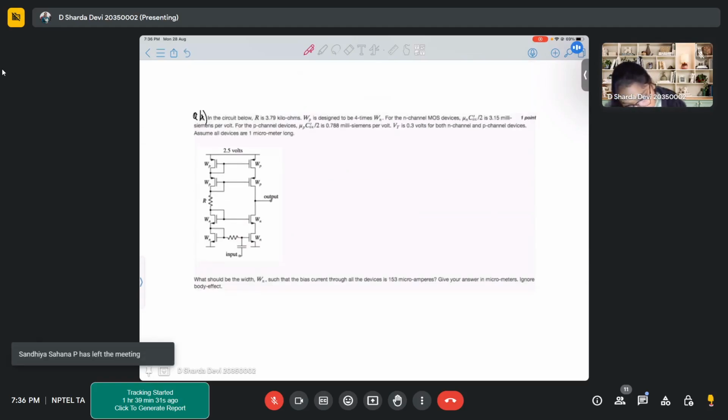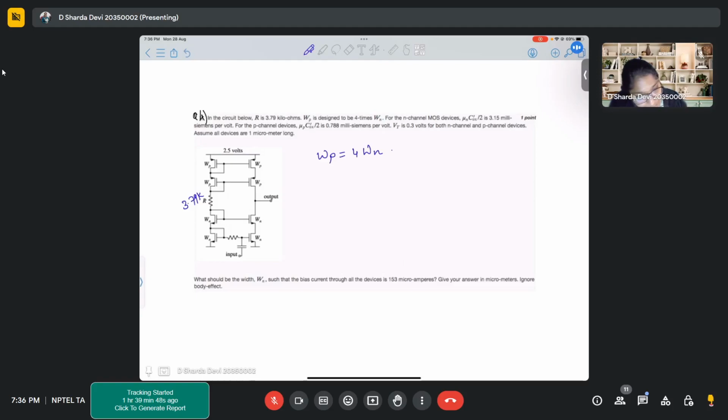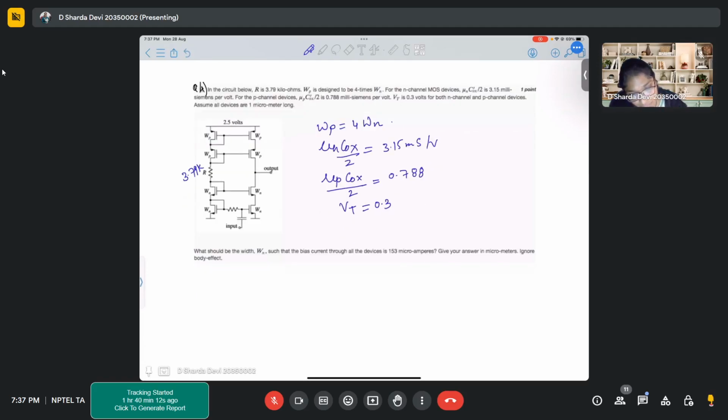So, starting with this problem, it is given that R is 3.7k. It is given that WP is 4 times WN. For the n-channel MOSFET, mu n C ox by 2 is 3.15 millisiemen per volt. For P, mu p C ox by 2 is 0.788. VT is 0.3 for both, and assume the device to be 1 micrometer long, so L is 1. Now, what should be the width WN such that the bias current ID should be 153 microamps?